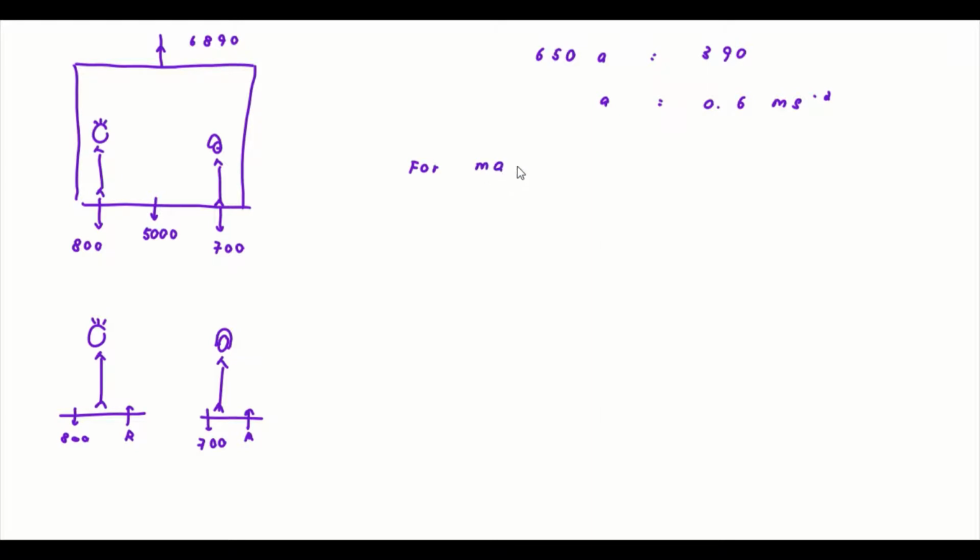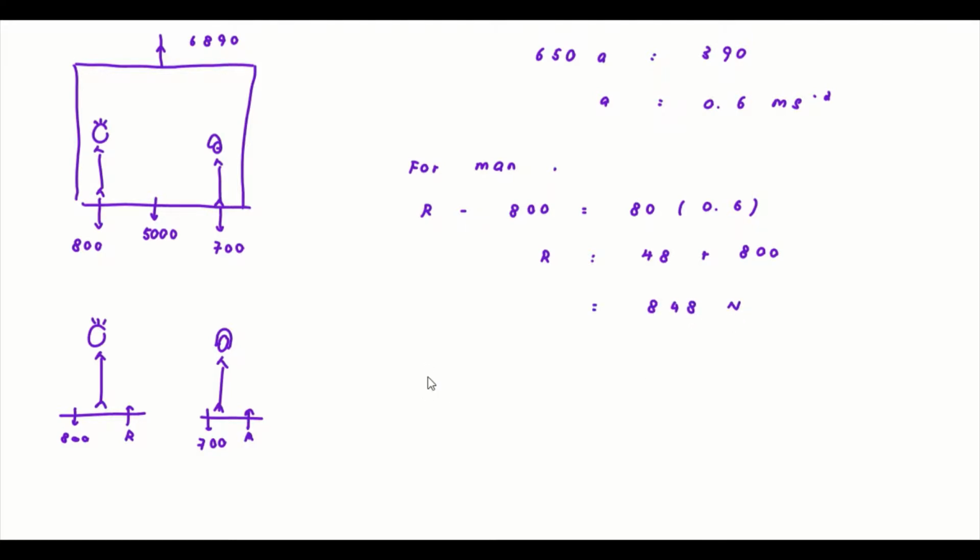For the man, the net force is the normal reaction minus the weight, which equals the mass of the man multiplied by the acceleration. F equals ma. So R will be equal to 48 plus 800, which gives us 848 Newtons.